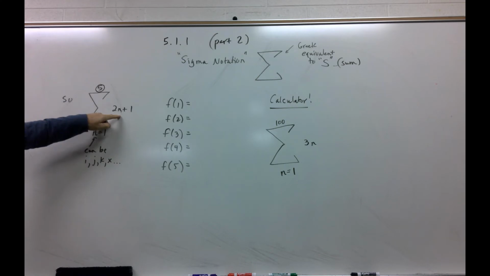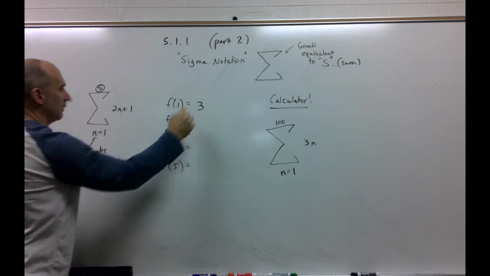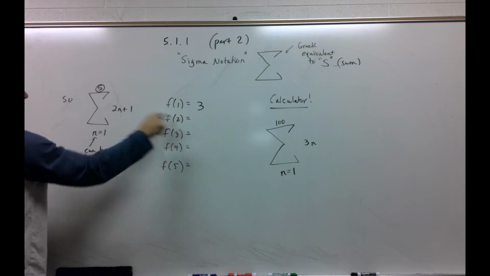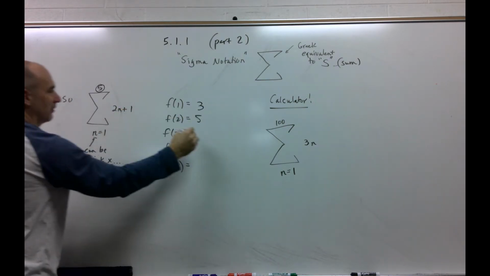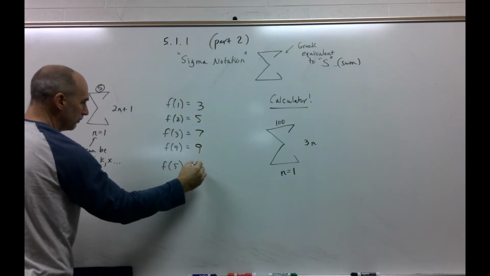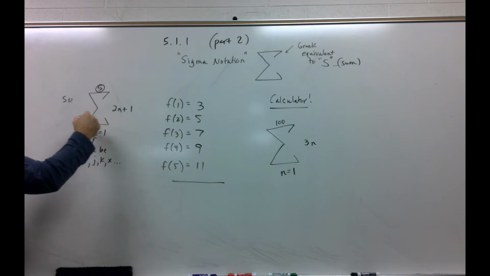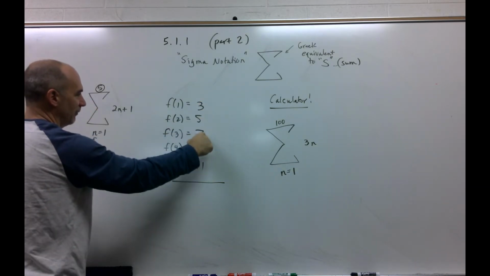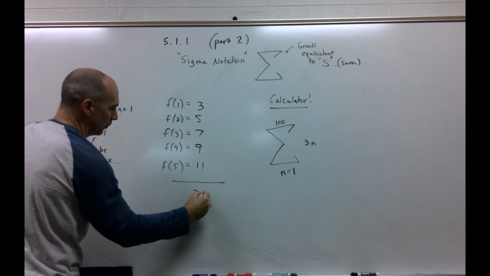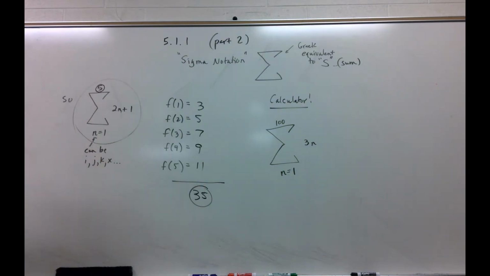Plug them in. So f of 1, 2 plus 1 is 3. 2, that's 4 plus 1 is 5. 3, 6 plus 1 is 7. You can see the pattern. And then remember what this symbol represents, the letter S, sum. So 3 plus 5 is 8, 15, 24, 35. And that's the answer to this math problem.